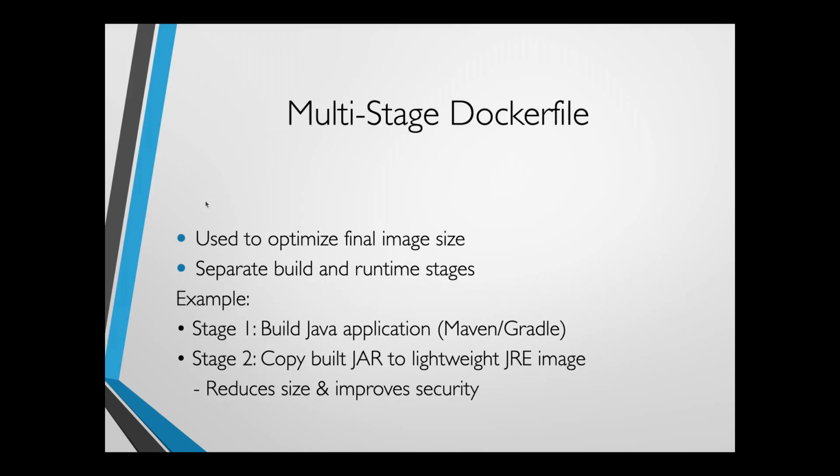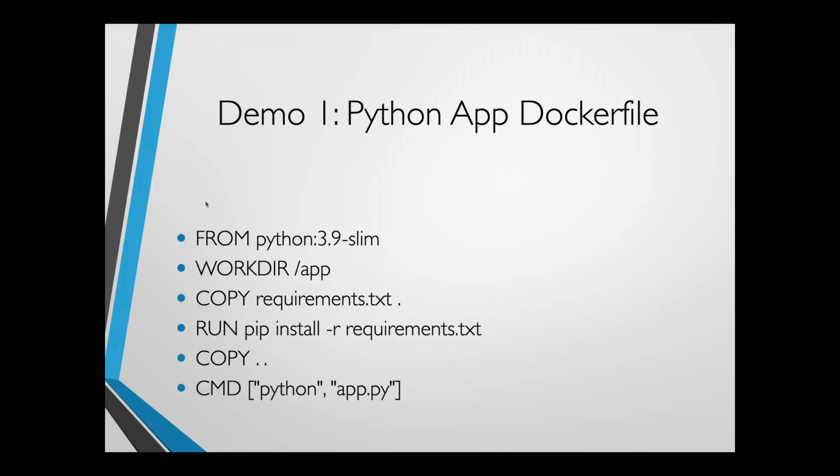Multi-stage builds help optimize image size. Instead of shipping extra build tools, we split the Dockerfile into a build stage and a runtime stage. For example, the first stage builds the app with Maven or Gradle. The second stage copies only the final compiled artifact into the small image. Alright, let's move to the demo part.